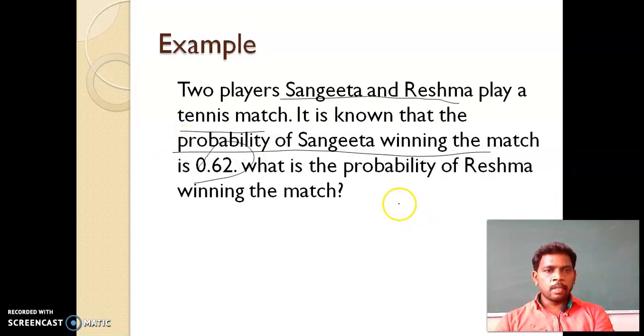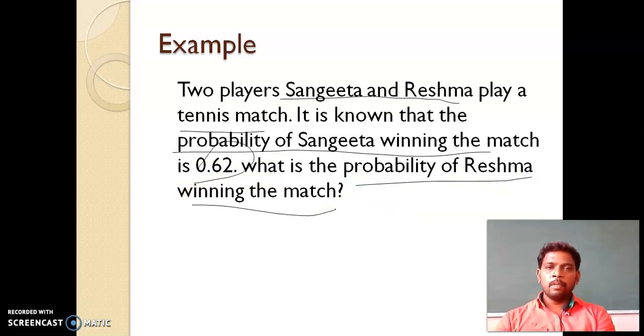So what is the question they're asking? The probability of Reshma winning the match. That is the question they're asking, okay. As I told you earlier, before going to solve any probability sums, first you have to identify what the total cases or sample space is, and next the events. Okay, these two are very important. So here the total number of cases is nothing given here. Instead of that, the 0.62 probability is given. Okay, so here only two events are there.